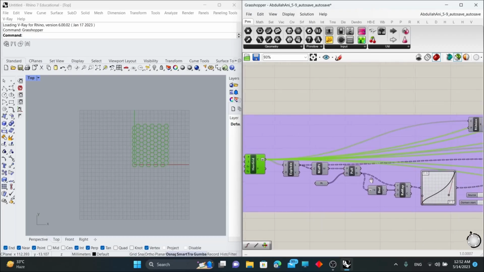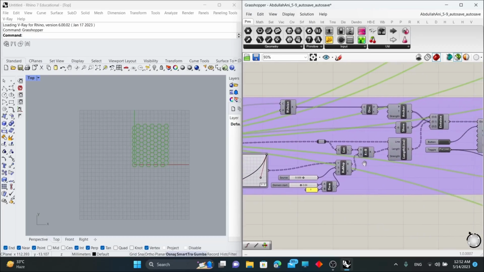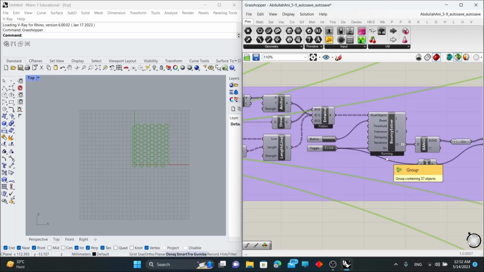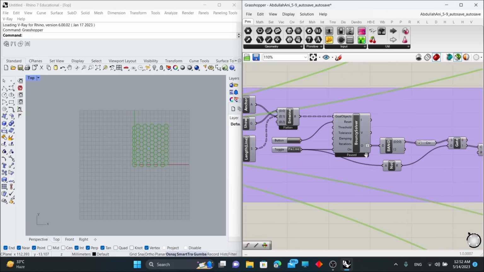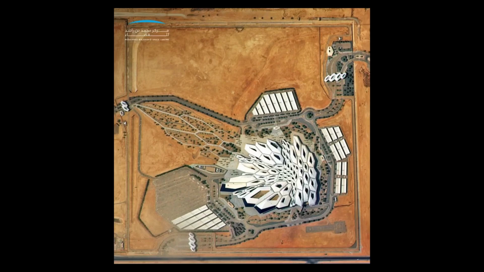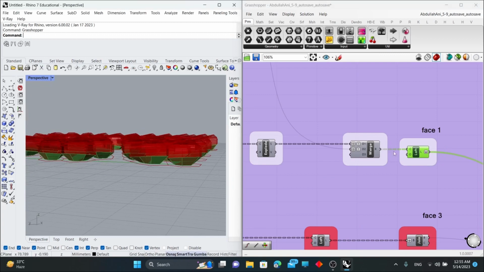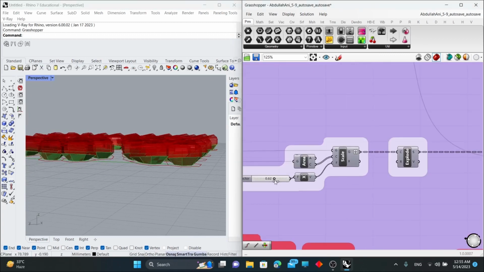So starting with a hexagonal grid, then using Kangaroo physics to morph it, the main outline of the building was created. There are two types of units, one with five faces and the other with four faces, and all the faces are changeable by graph mappers and number sliders. So this is the unit with five faces and its changeable faces.